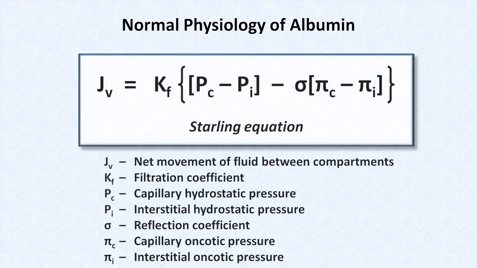Here is the startling equation which mathematically describes the balance between fluid moving between the capillary or intravascular space with the interstitial space. Don't worry, I'm not going to discuss the details of this equation, but I just wanted to point out that albumin affects this value here, the capillary oncotic pressure. The greater the difference between the capillary and interstitial oncotic pressures, the more fluid will stay in the intravascular space and not leak out of the capillaries.